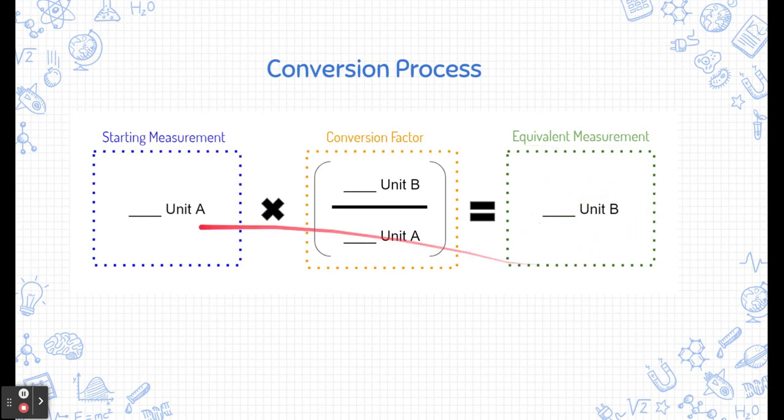To do that, we just multiply it by a conversion factor. This is that important step we're going to need to know how to do and how to set up. Notice that it's a fraction set up in parentheses, where unit A, the measurement we're converting from, is on the bottom, and unit B, the measurement we're converting to, is on the top.